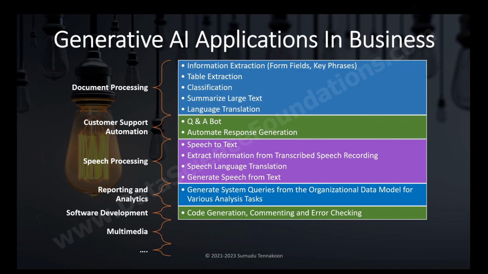We can use it in software development. In software development, we can use generative AI for code generation. We looked at it, and the commenting, and I did not show you the example, but you can use it for error checking. So these things, again, I will highlight in the later part of the video.